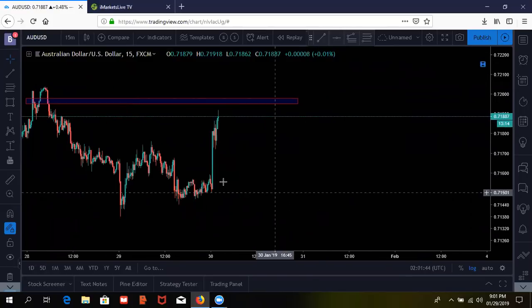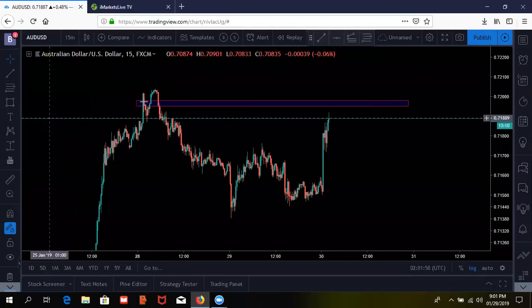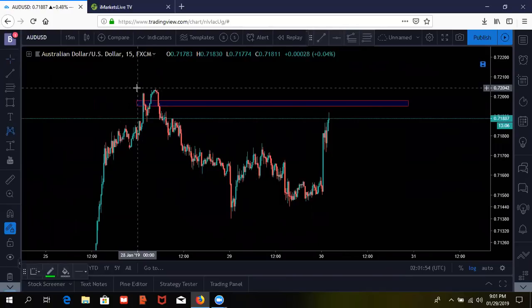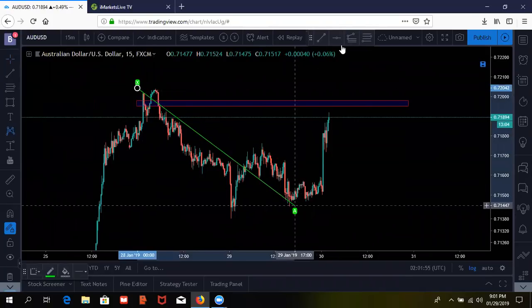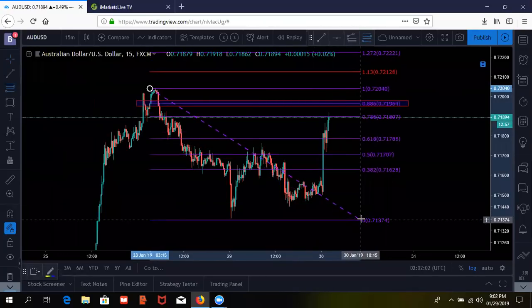All right, so what we have right here is a bat pattern that should be completing out of this box up here. Let's see if we take our fib. My bad, let me grab my fib. We take that from our anchor point, which is our level of resistance up here.